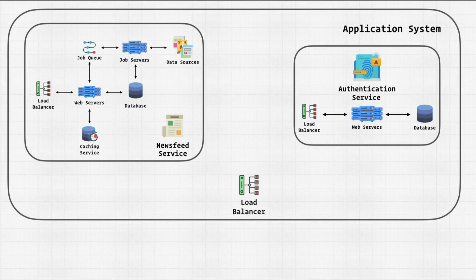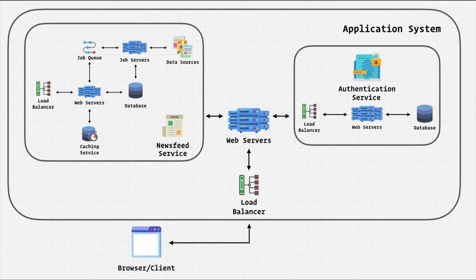So here in our application system, we're going to add a load balancer as the entry point, and we're also going to add web servers. Let's walk through the logic of what these two pieces do when interacting with the overall system. The web servers, of course, communicate with the two services, the authentication service and the newsfeed service. And when we look at how a browser client makes requests with our overall application in a more realistic example, we'll see how this all works.